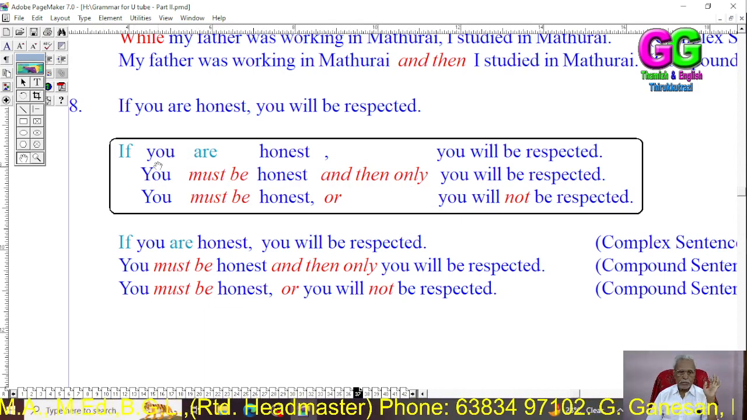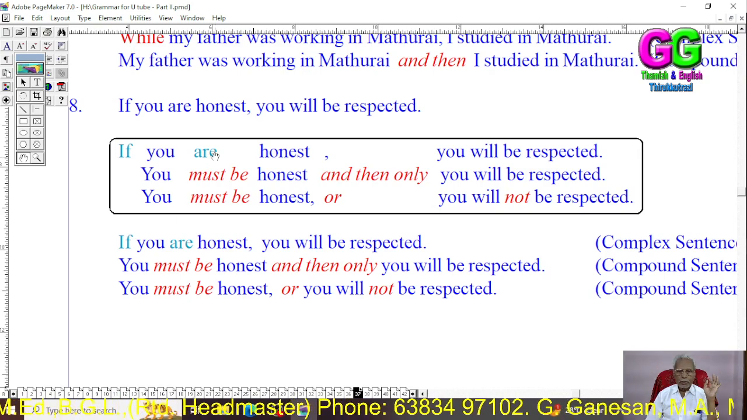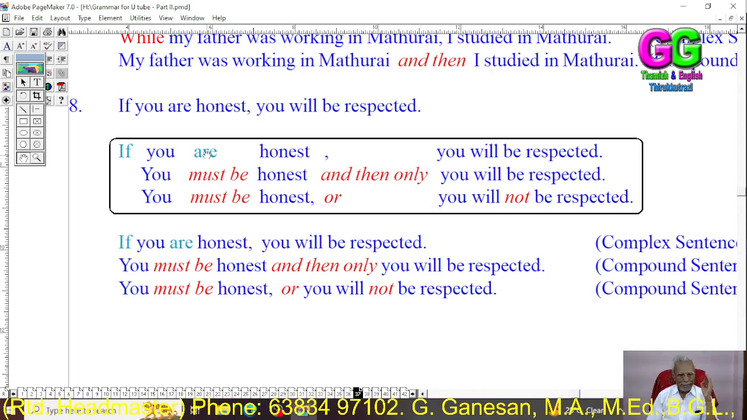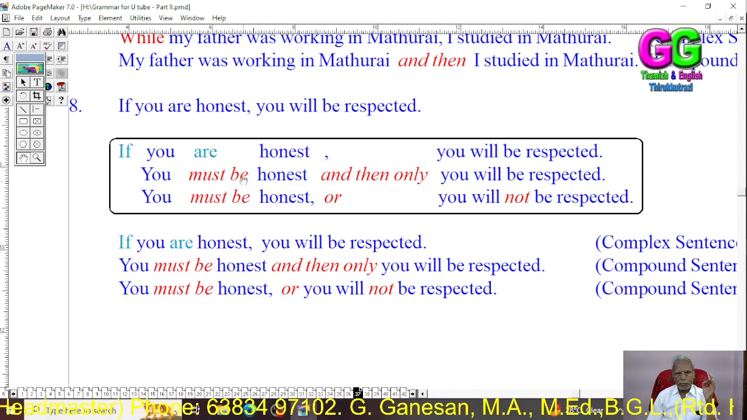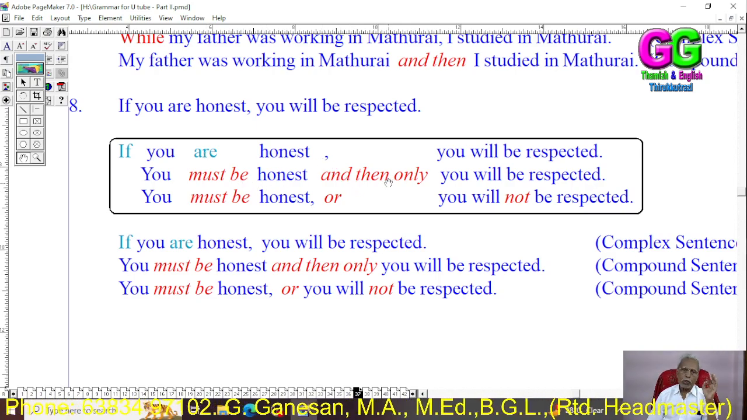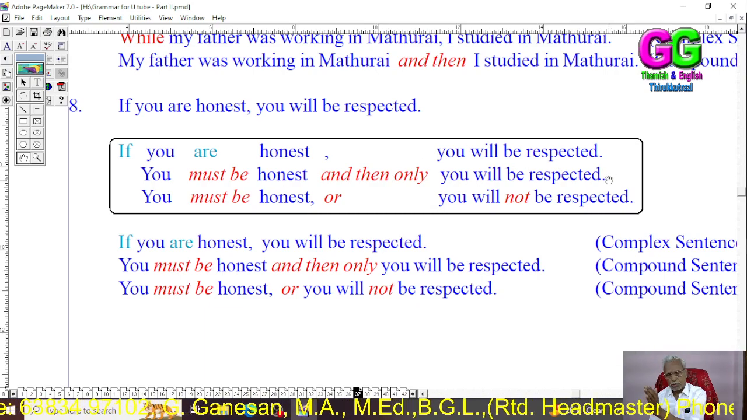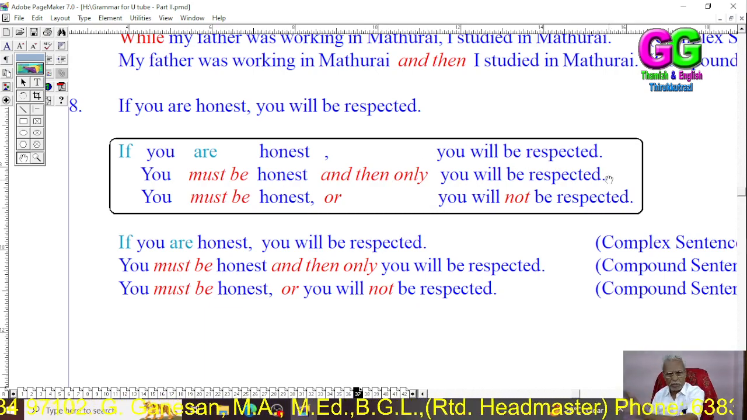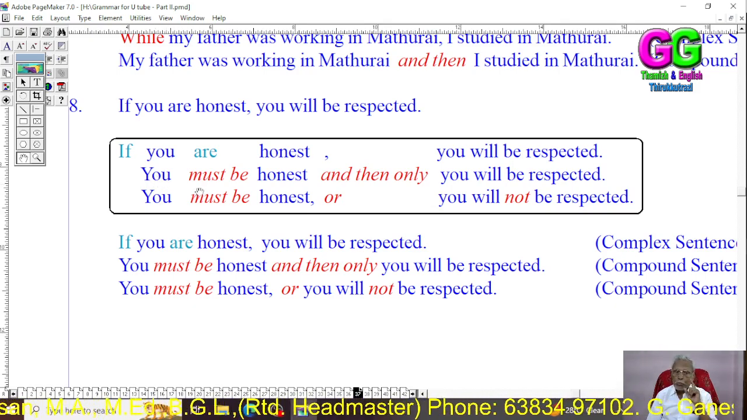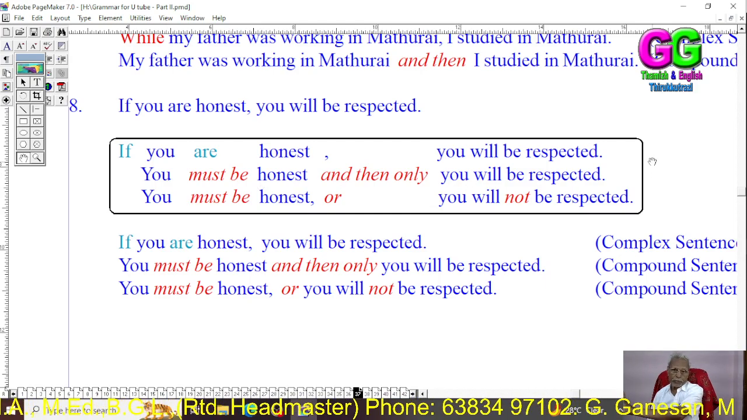"If" is dropped, the subject is kept as it is. This "must" is placed before the present verb. Here, as it is a be verb, "be" has been placed. Then in place of the comma, "and then only" is used. Everything else is used as there. If you are honest, you will be respected. You must be honest, and then only you will be respected.